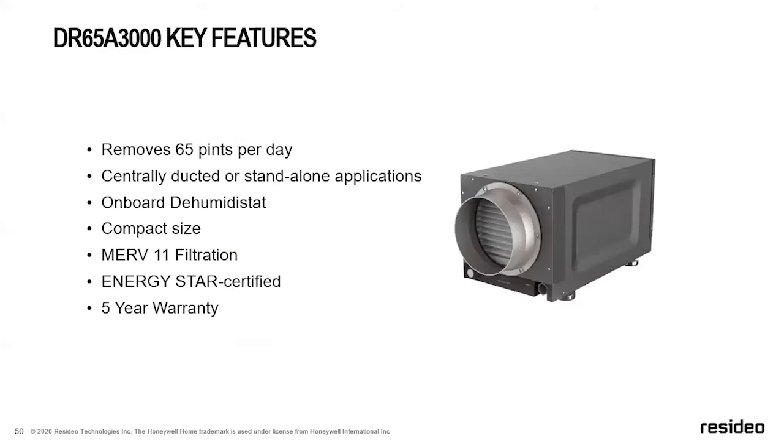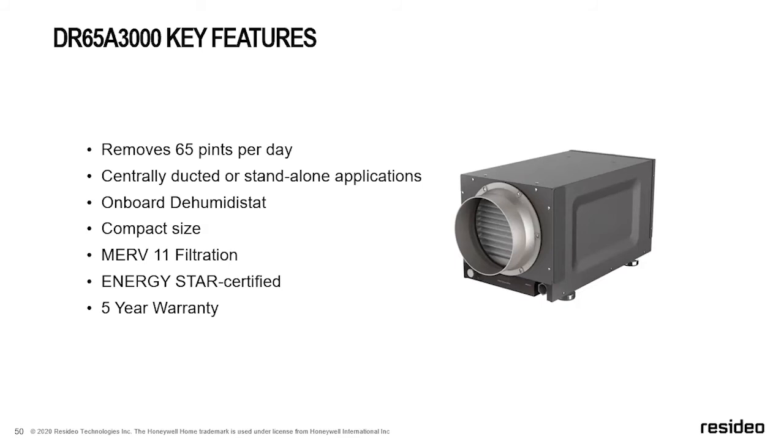All of the dehumidifiers can be ducted into a full house dehumidification system, but the DR65 can also be a standalone. So that being said, you can get power to the unit, hook up the drain, then take advantage of the onboard dehumidistat, set it to the appropriate humidity setting that you want, and then you're done.